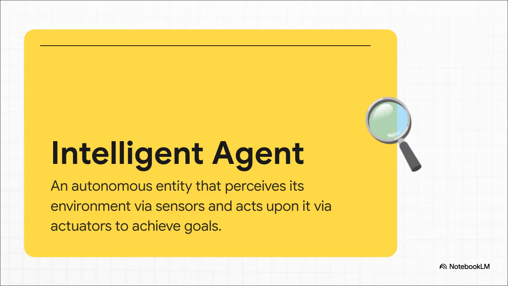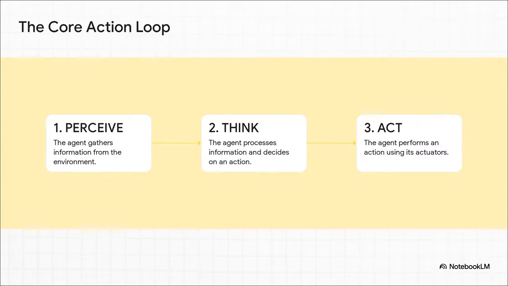It sounds kind of technical, but at its heart, an agent is just anything that can see its environment and then do something in that environment to reach a goal. This is the foundation for everything, from your smart thermostat at home all the way up to that self-driving car we were just talking about. And at its very core, every single one of these agents runs on a super simple continuous loop.